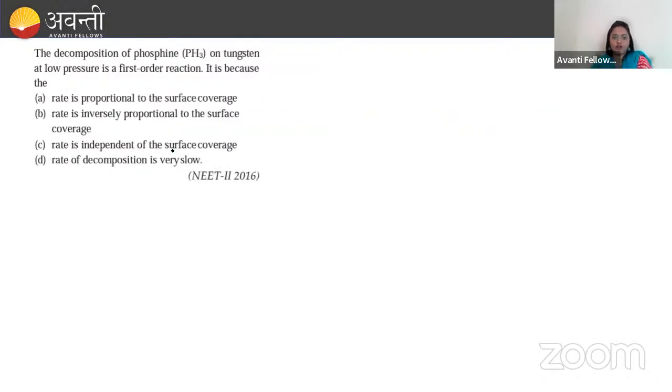Next, the decomposition of phosphine on tungsten. Okay, the decomposition of phosphine on tungsten at low pressure is first order reaction. Okay, it is because, so decomposition of phosphine is what? First order reaction. So why this is happening? The reason we have asked: the rate is proportional to the surface coverage. Rate is inversely proportional to the surface coverage. Rate is independent of the surface coverage, and rate of decomposition is very, very low. So here, what is the answer? So do you have any guesses or any answers? Yes. Okay, I will tell you.